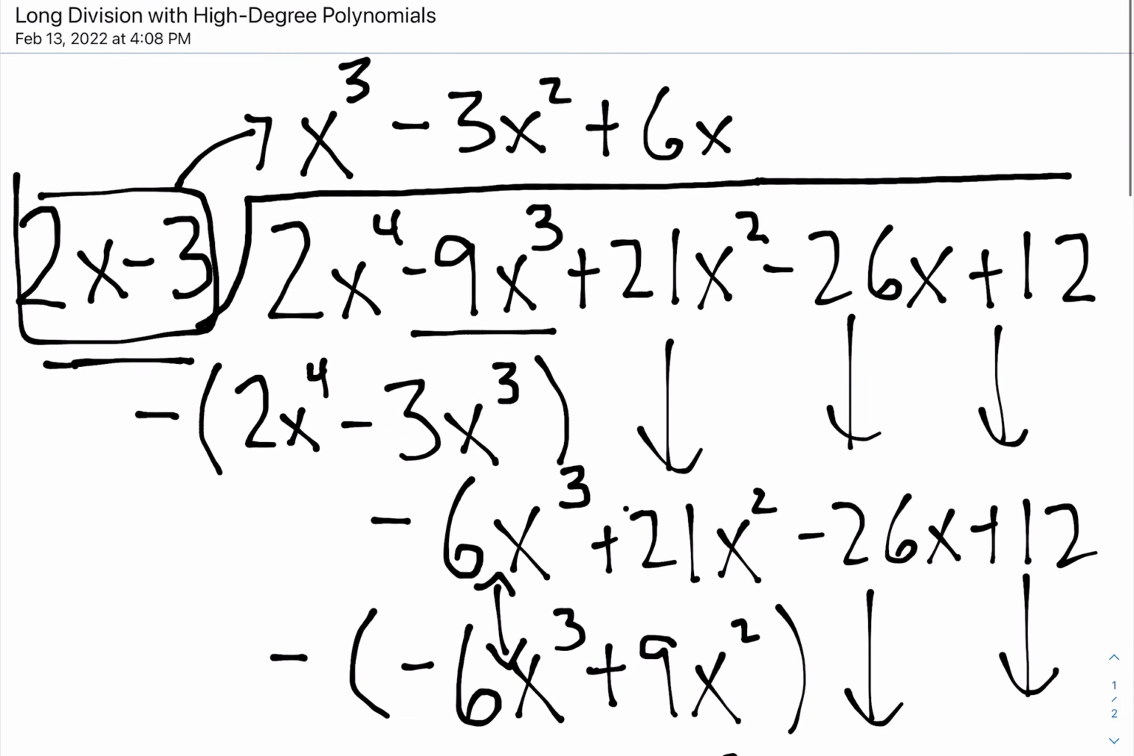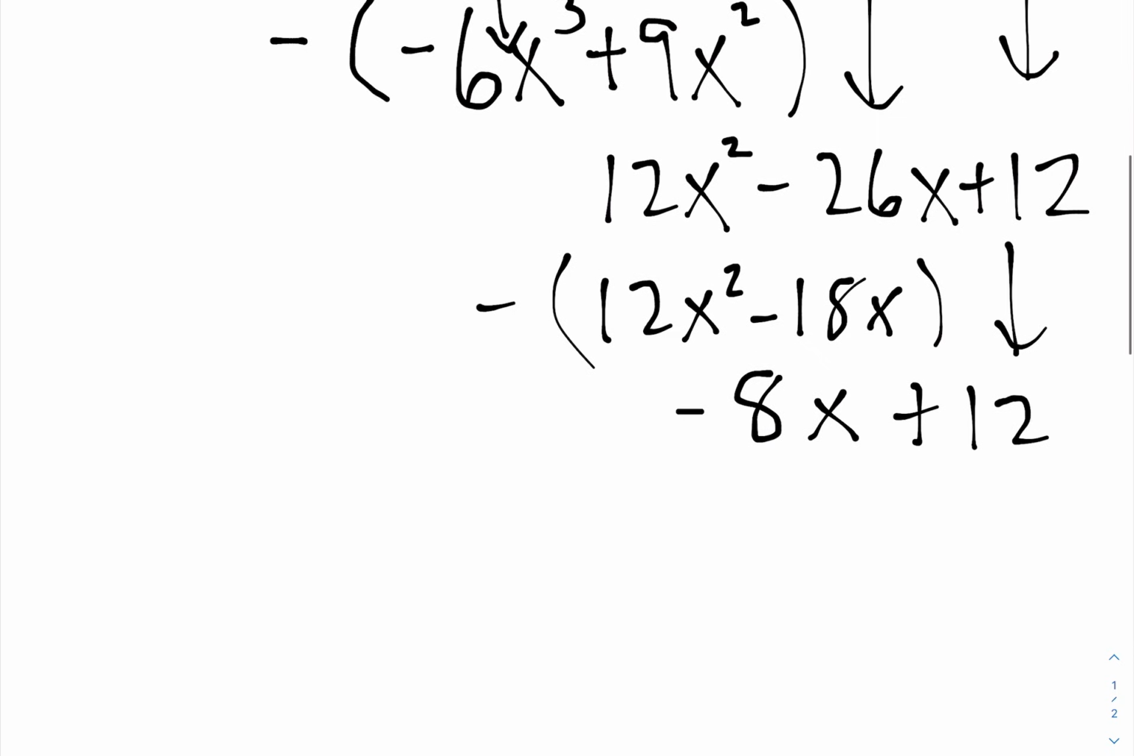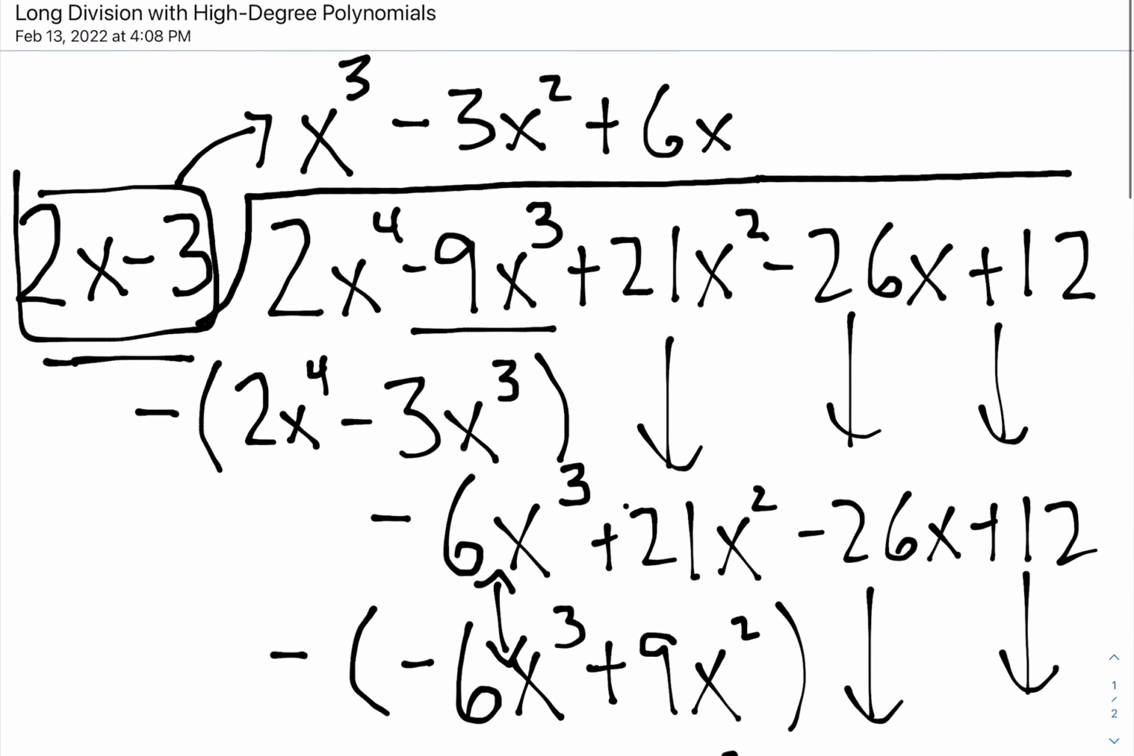We have one last step here. Same exact thing: how many times does 2x minus 3 go into negative 8x? 2x minus 3 goes into negative 8x negative 4 times.